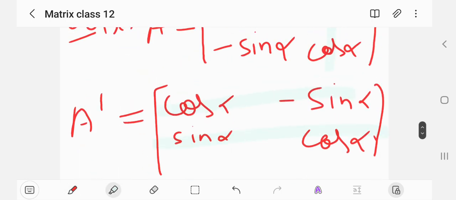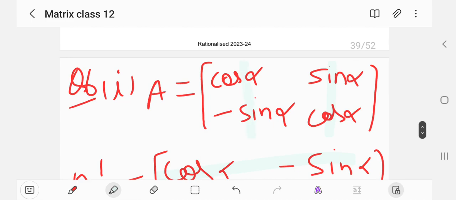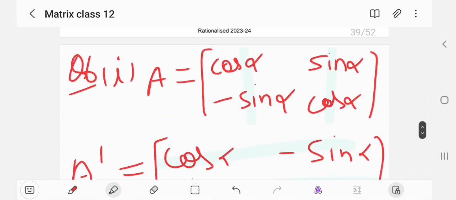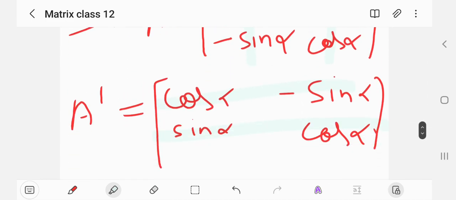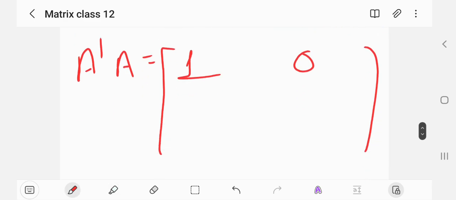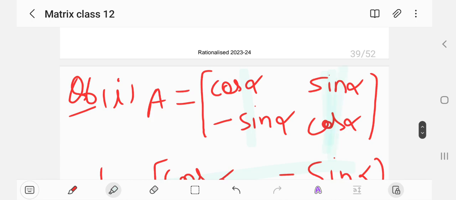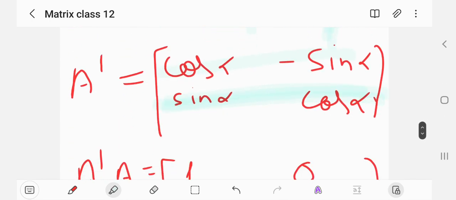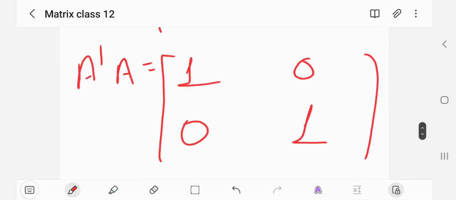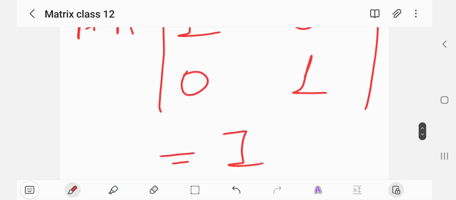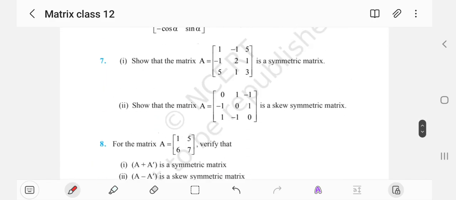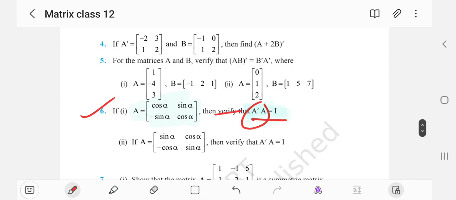Similarly, I have to multiply this row with this column. What will I get? Sin alpha cos alpha minus sin alpha cos alpha, which is again 0. Then next multiply this row with this column. I get sin square alpha plus cos square alpha, which is 1, right? And this is equal to the identity. This is what we want to verify, right?